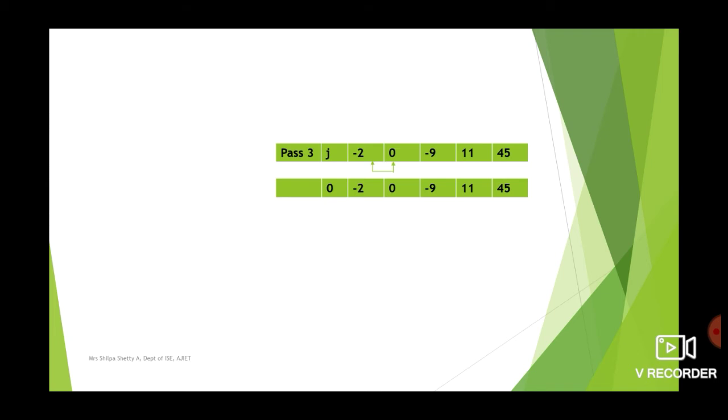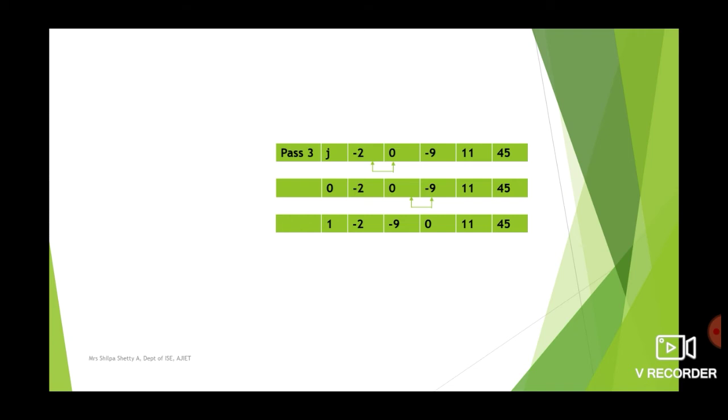So the next comparison is between 0 and -9, but -9 is placed after 0 and 0 is greater, so there is a need to swap these elements. So the elements will be swapped as -2, -9, 0, 11 and 45.